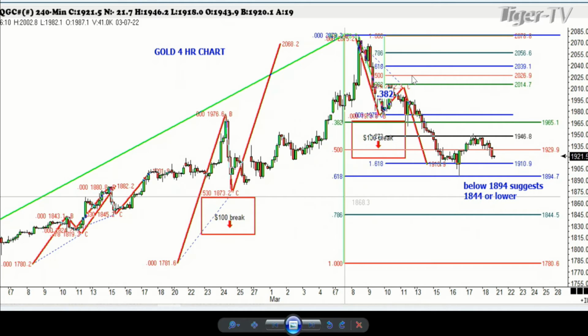Remember, look up here, folks, at when we were at 2014. That is a 382 retracement of the high from 2070. So you come right down to a 382, you go down, you make your ABCD pattern, and you're not bouncing. You've got to pay attention to the charts, folks. You can't follow all the fundamentals.